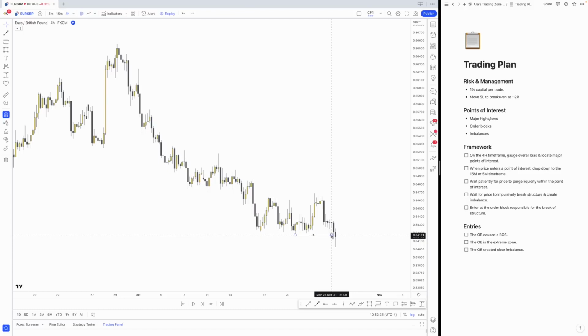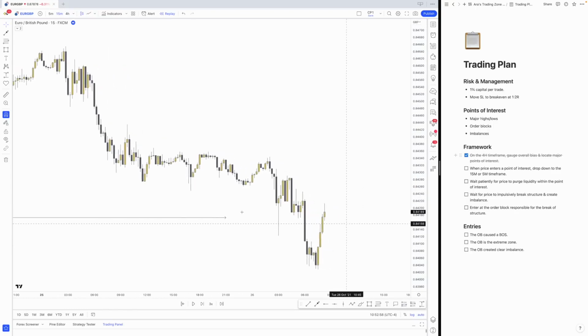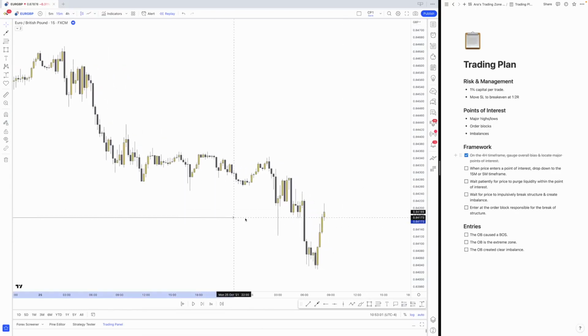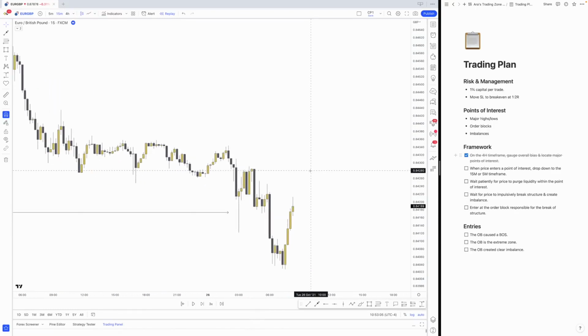But in order to understand that, we need to drop down to a lower time frame to see if we have any bullish structural changes to confirm our bias. So let's check our first step off the list, because we've gauged the overall directional bias on the higher time frame and located a major point of interest being this major low right here. So on the 15-minute time frame, let me drag this arrow out as a reference point. That's where the potential higher time frame liquidity grab has occurred.